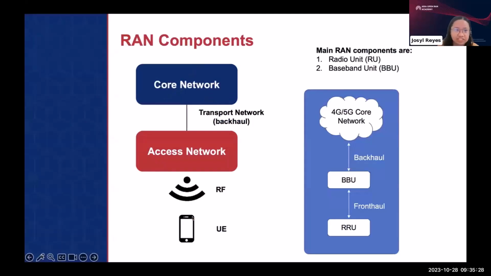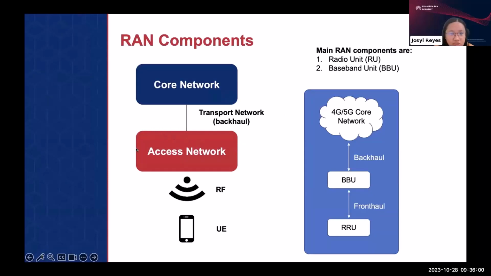Okay, so we already know that radio access network or RAN is here, ito pong color red. This access network is the one connecting our end user or the user equipment to the telco system via radio frequency. So the radio access network connects to the core network via the transport network, also known as the backhaul. Okay, so ano po yung main RAN components?